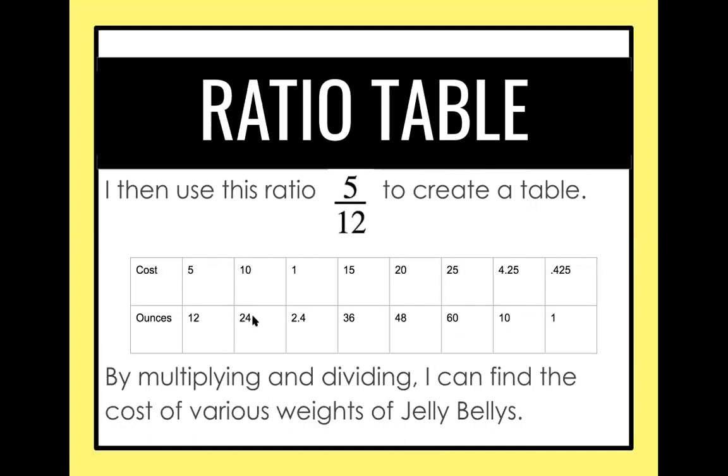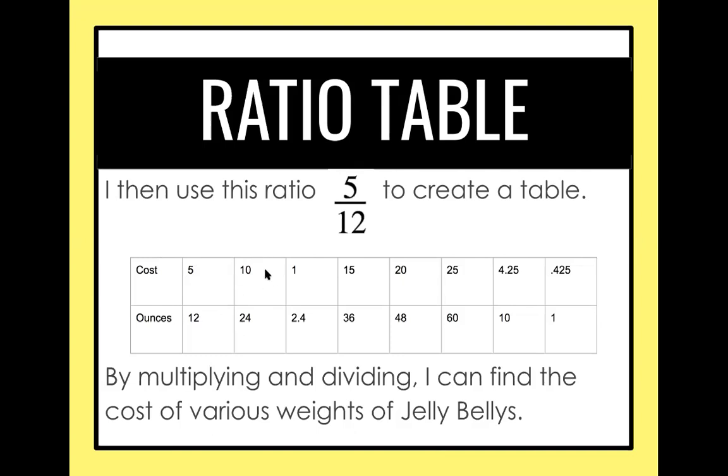But remember with fractions, if I do it to the denominator, I have to do it to the numerator. If I do it to the numerator, I have to do it to the denominator in order to keep them equivalent. So 5 times 2 is 10 because I multiplied 12 times 2, I got 24. And I need to make sure my ratio stays equivalent. So I need to multiply 5 times 2, and that would give me $10. So 24 ounces of Jelly Bellies would cost $10.